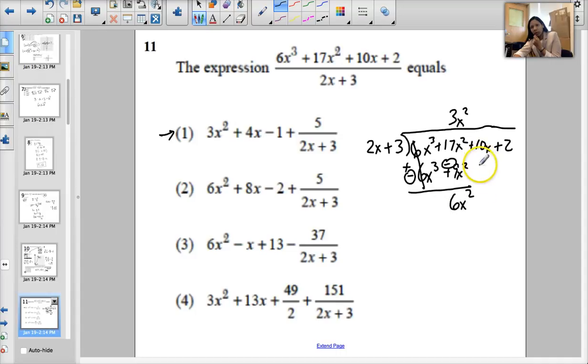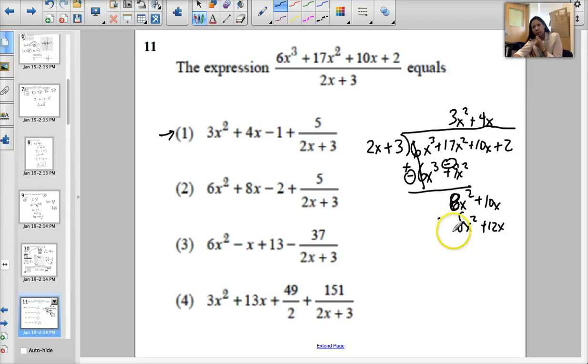After I subtract, I have to bring down. Isn't it 8? Oh, good catch. 8x squared. So 8x squared plus 10x. And then 2x goes into 8x squared 4x times. So I'm just going to put 4x. And 4x times 2x is 8x squared. 4x times 3 is 12x.